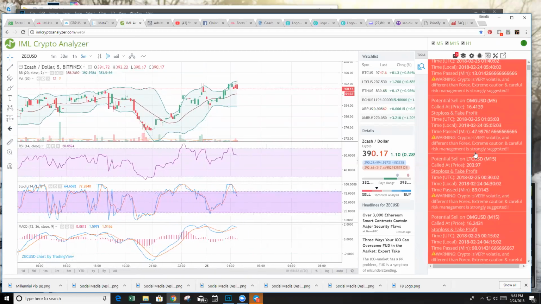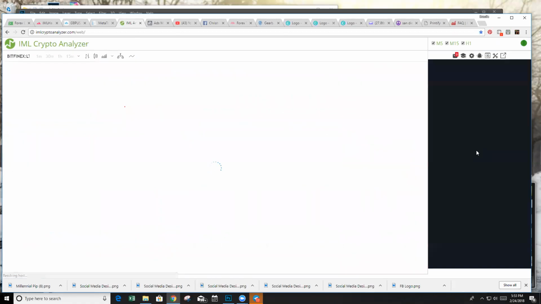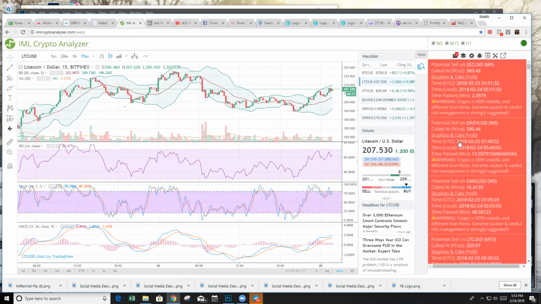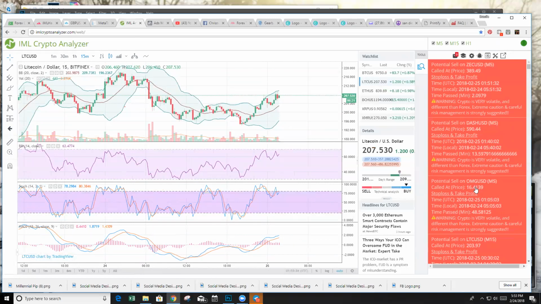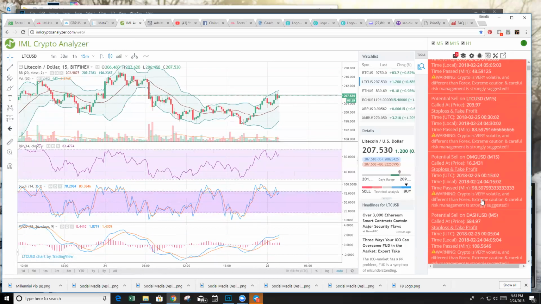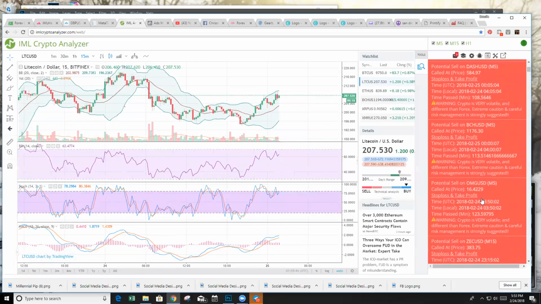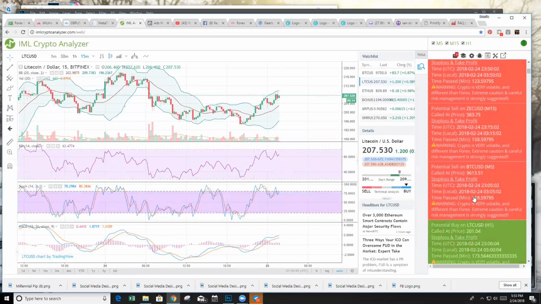I like sticking to Litecoin. Litecoin's a really good one. Bitcoin Cash, that one's a really good one. Ripple, Bitcoin, those are the main ones that also don't have crazy spreads. So that's another thing, they don't have crazy spreads.